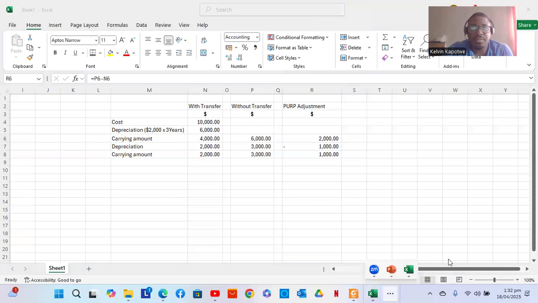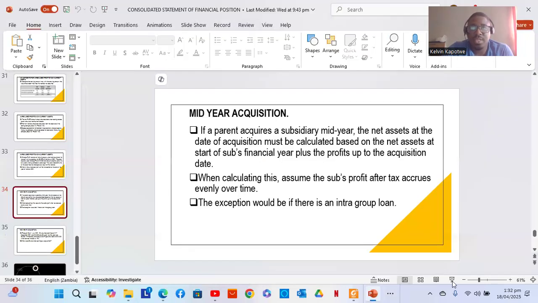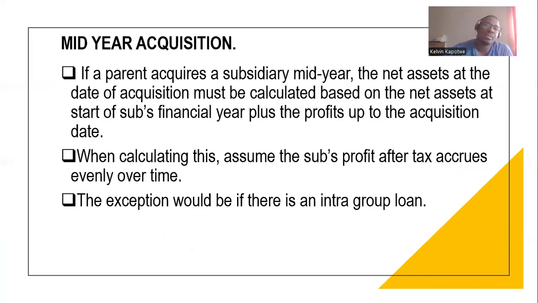The next one that I need to tackle is the mid-year acquisition. If a parent acquires a subsidiary mid-year, the net assets at the date of acquisition must be calculated based on the net assets at the start of the sub's financial year, plus the profits up to the acquisition date. When calculating this, assume the sub's profit after tax accrues evenly over time, right? And then the exception would be if there is an intra-group loan.